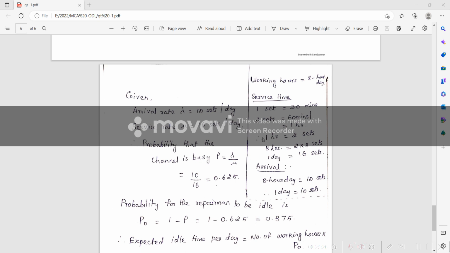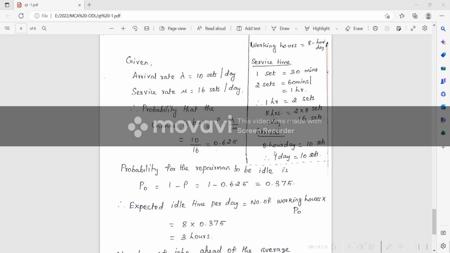Okay, so we have to calculate this for 8 hours. So 1 hour, 2 sets. So 8 hours, obviously 2 into 8, totally 16 sets, which is his one working day. So in one working day he can repair 16 sets. Okay, so this is service time, because he is giving service for repaired sets.